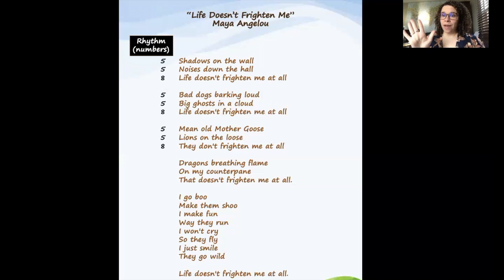Dragons breathing fire, five. On my counterpane, five. That doesn't frighten me at all. Eight. The next stanza is a little different. That's okay. It kind of quickens it up. It makes it a little bit more lyrical, a little bit like word choice, right?